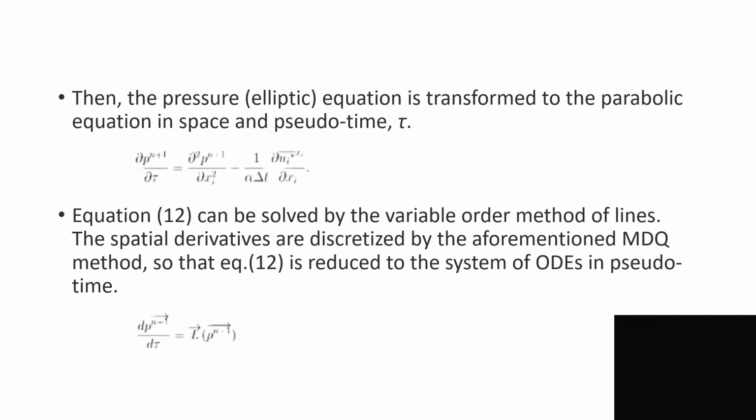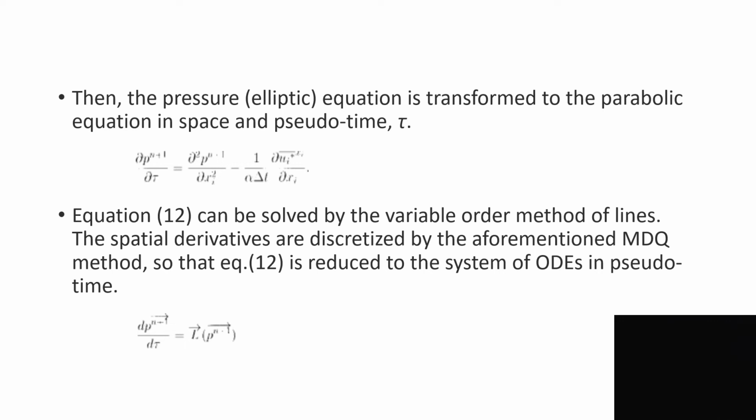The pressure equation, an elliptic equation, is transformed to the derivative of p to the power n plus 1 with respect to t equals the second derivative of p to the power n minus 1 with respect to x squared minus 1 over delta t times the derivative with respect to x. Equation 12 can be solved by the variable order method of lines.